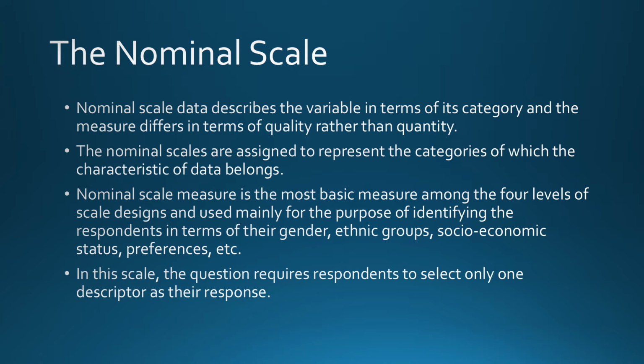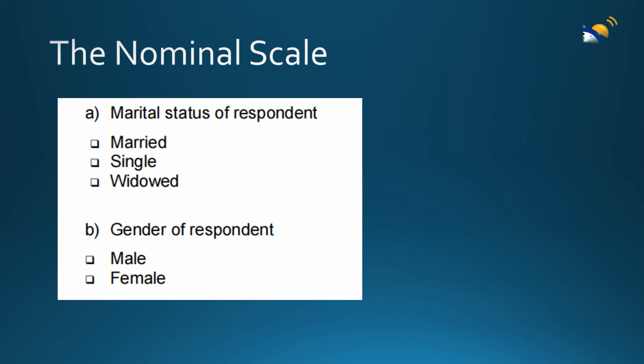Nominal scale measure is the most basic measure among the 4 levels of scale designs and used mainly for the purpose of identifying the respondents in terms of their gender, ethnic groups, socioeconomic status, preferences, etc. In this scale, the question requires respondents to select only one descriptor as their response. The nominal scale.